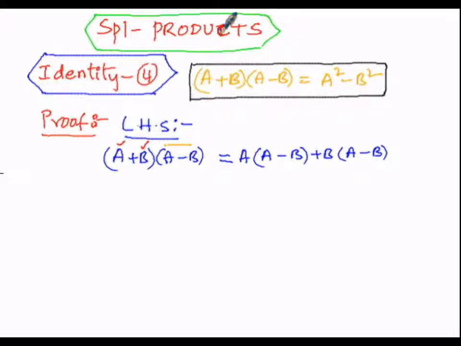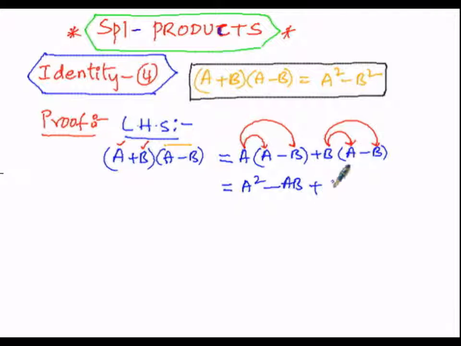So, the resultant will be: here a must be multiplied with a first of all, then a with b, then b with a, then b with b. So, here a into a is a square, minus a into b is ab, plus b into a is ba, then plus into minus is minus b into b is b square.